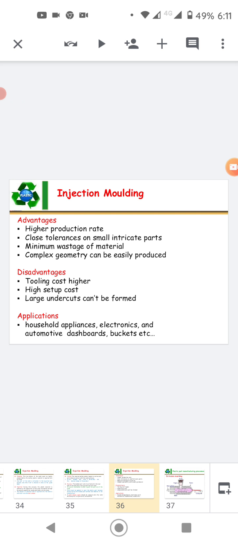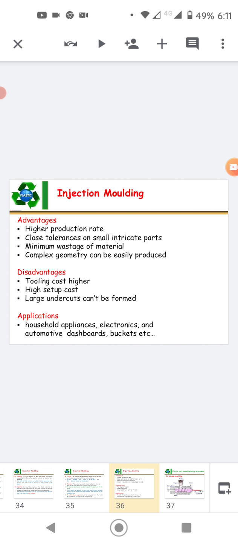And then compression molding and transfer molding are for thermosetting plastics, and the rate is low or medium, and cost of production is medium, and it is suitable for inserts, complex shapes, and waste of material is considerable. Size of the part is medium size. This is compression molding, injection molding, and transfer molding.